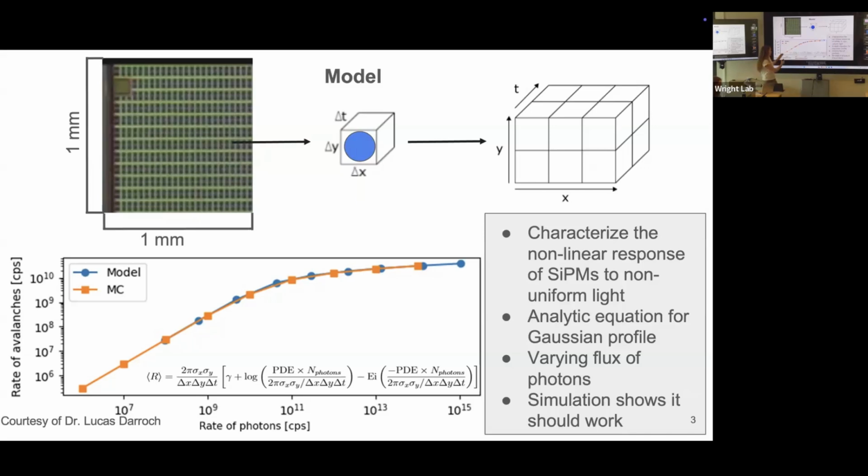This is the model, not important. I can go over it happily more if someone wants to, but my goal is to see if conducting an experiment will show that my data will match this model. This x-axis is a varying flux of photons, and this y-axis is what the SiPM actually sees, how many photons it sees hitting it.